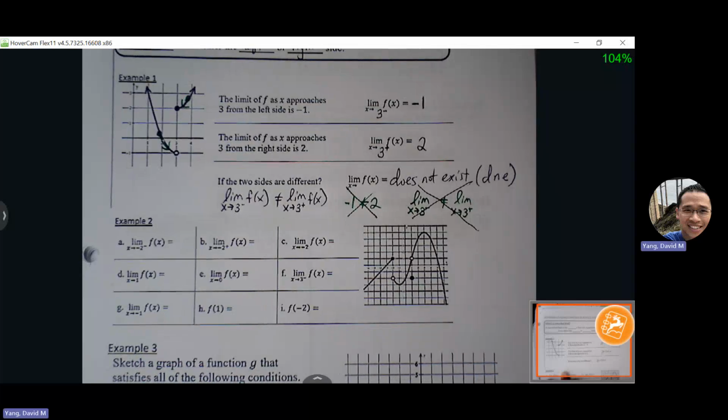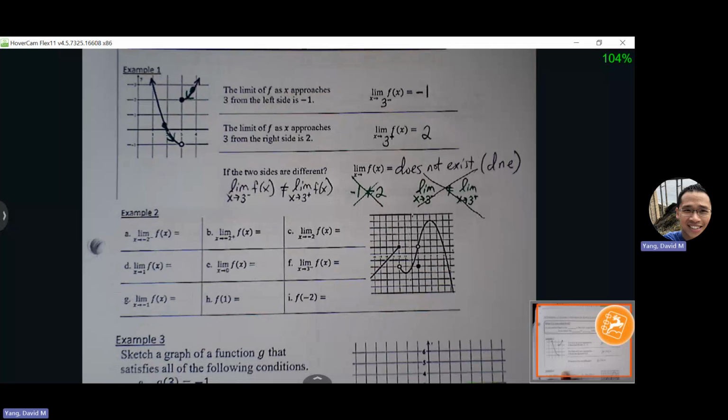Okay, example 2, A through I. There are questions about one-sided limits, about the full limit, about ordered pairs. Let's see if we can try those, and then we can compare our answers.